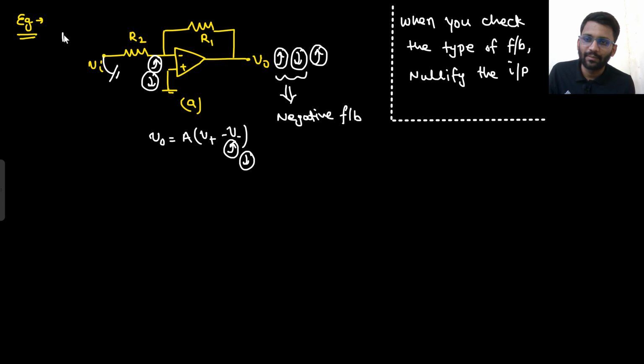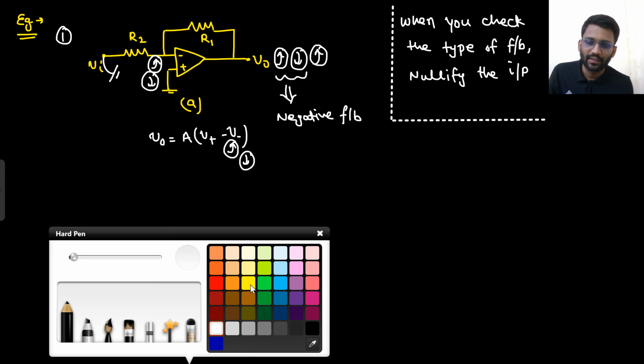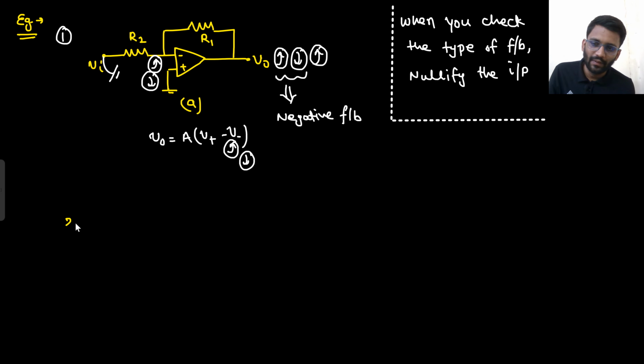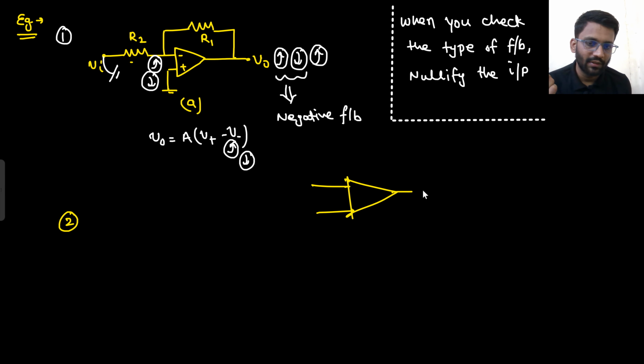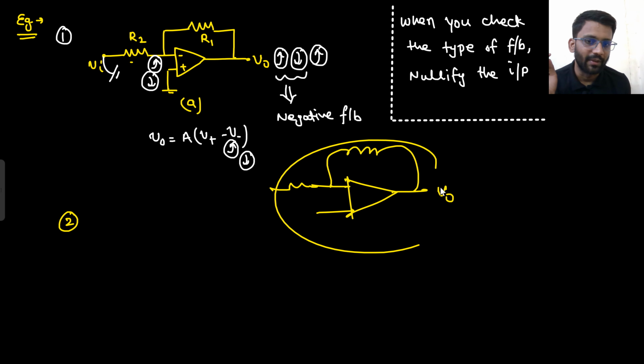So let's take the second example. This was the first one. It's not that always when there is a negative sign and feedback connected, it is negative feedback. How did you tell this is a feedback? Because some part of the output is going back to the input. That's why it is known as feedback. This was the open loop. Now some part of the output is going back to the input, so this is feedback.